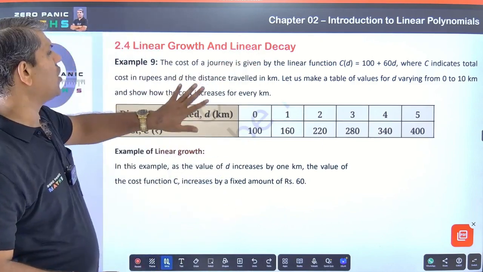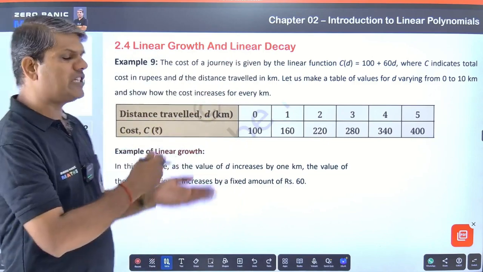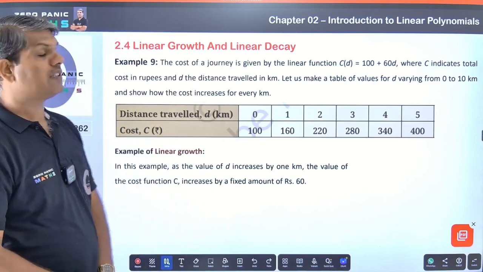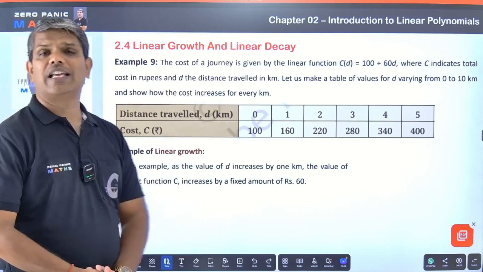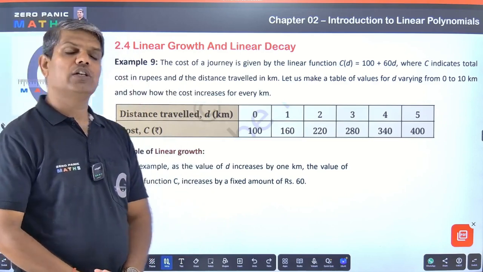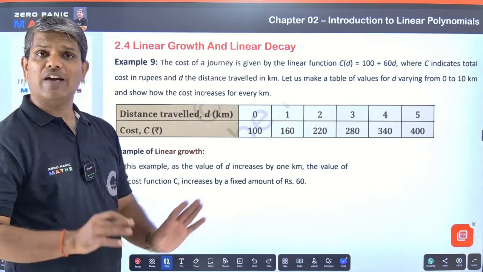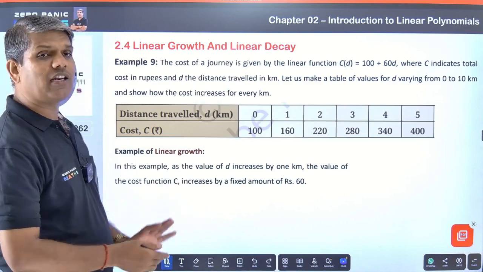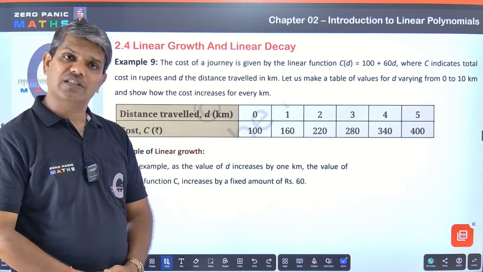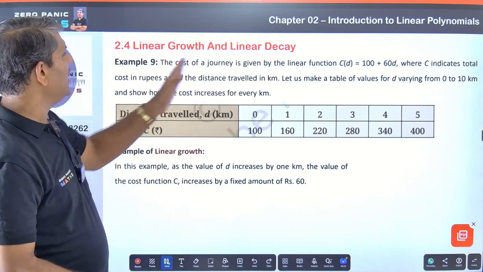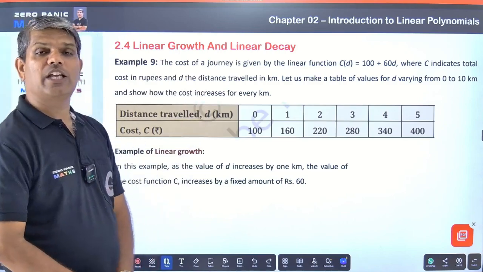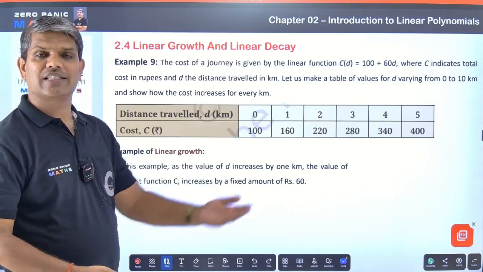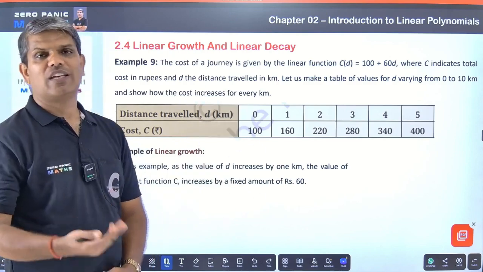This concept has a few more examples to discuss, and there is also an exercise set on this concept. We have completed the linear pattern and exercise set 2.3 in this session. Let us see this concept of linear growth and decay and the exercise set related to this in the next session.